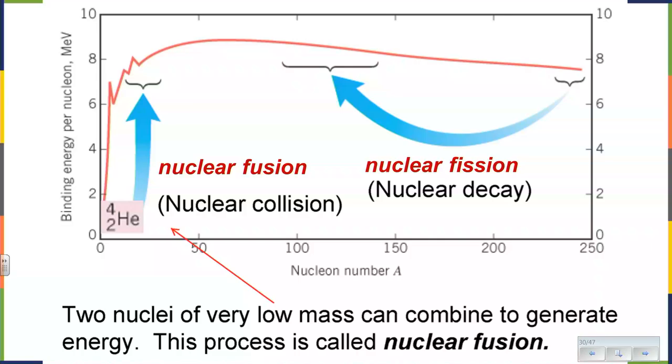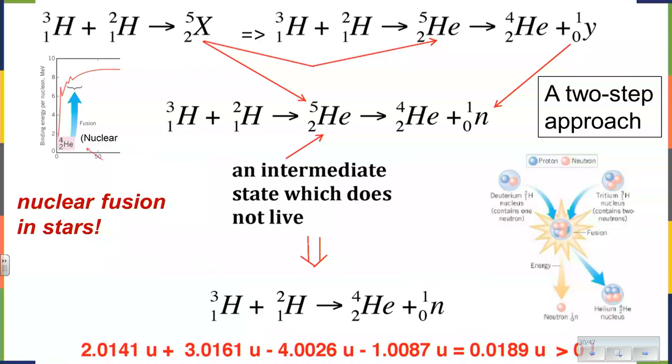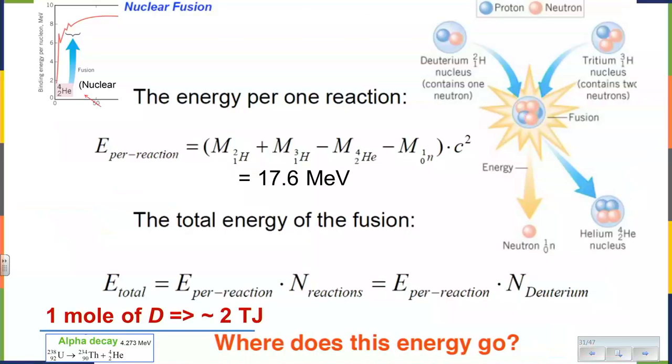If we take two light nuclei, two helium atoms or two isotopes of hydrogen, a deuterium and tritium, and we collide them, if we're able to bring them very, very close to each other, they start to interact with each other, and then they explode again, and the energy released in that situation is much larger than the energy released during any known decay. So that's what is happening inside every active star, in the sun.